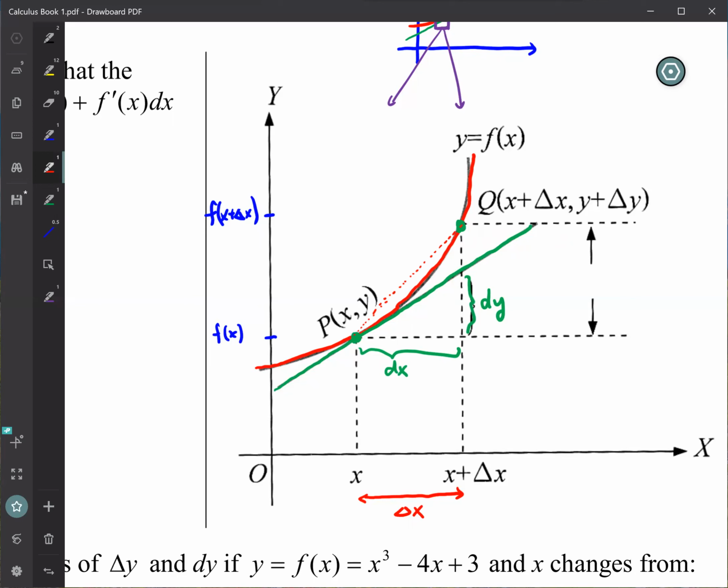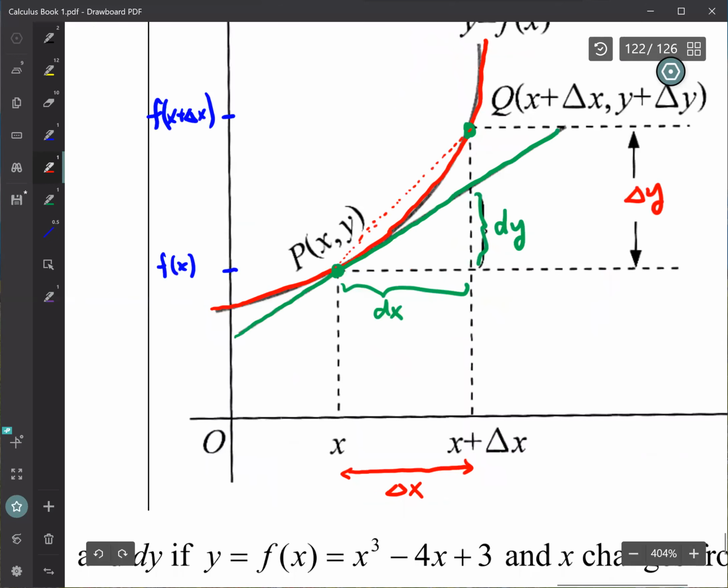So then the slope of the red dotted line, the secant line, will be delta y for the rise, and the run is already down here, delta x. So both of them are slopes: delta y over delta x, dy over dx. One for tangent, one for secant. Any questions so far?